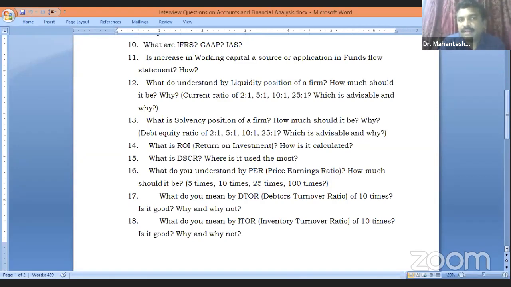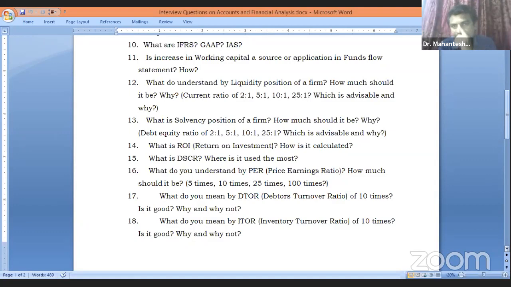Why? Because liquidity ensures the reputation of the business. If you have a good liquidity position, the reputation of the business is high. If you have a bad liquidity position, reputation gets affected. How much is good depends on the nature of the company and at what stage the company is now.